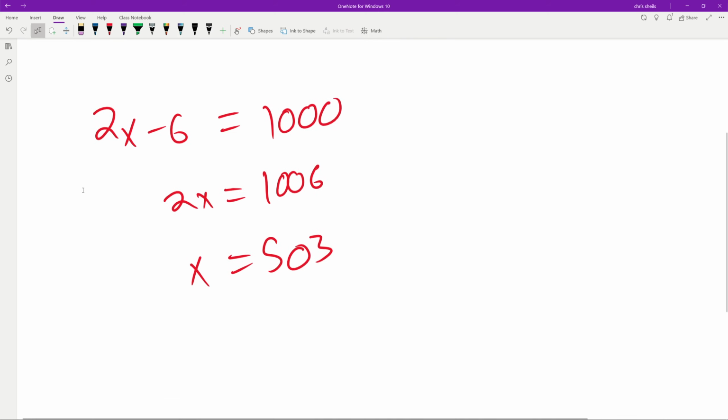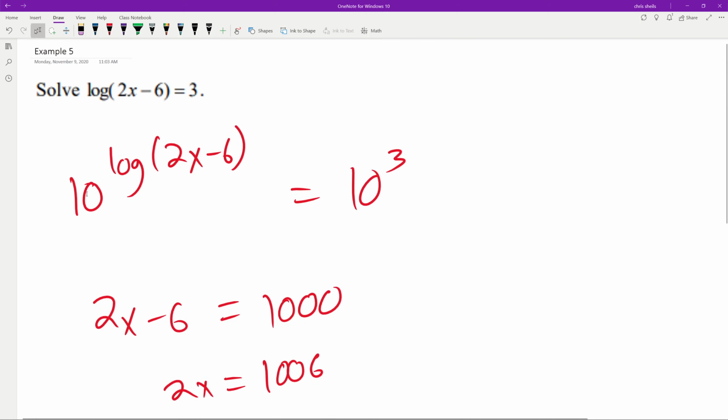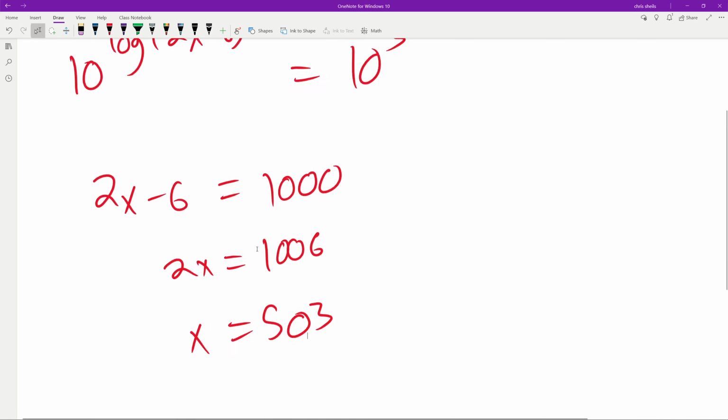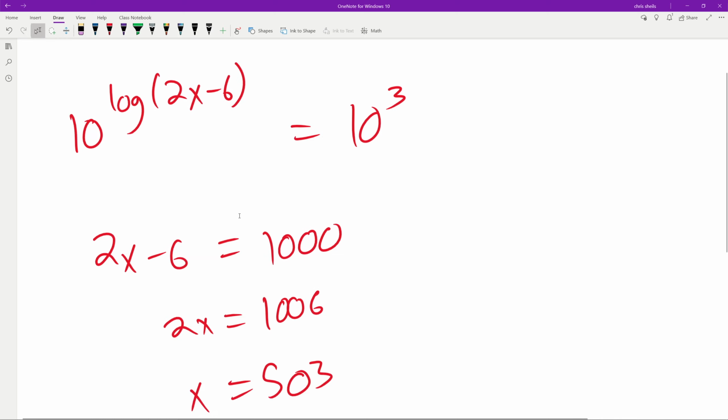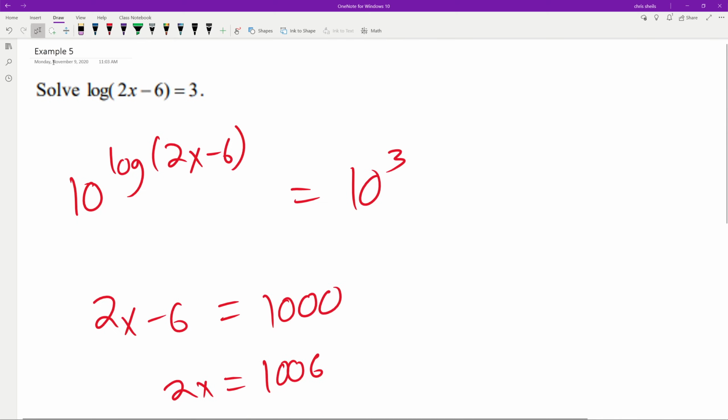And I want to check for extraneous solutions. So I want to plug 503 into this equation, at least mentally, because I cannot plug a negative number or 0 into a logarithm. That's something that we'll talk about a little bit more in the next section. So if I plug a number into a logarithm and the input is negative or 0, then that thing cannot be a solution. In this case, plugging in 503 looks like it's going to be perfectly fine.